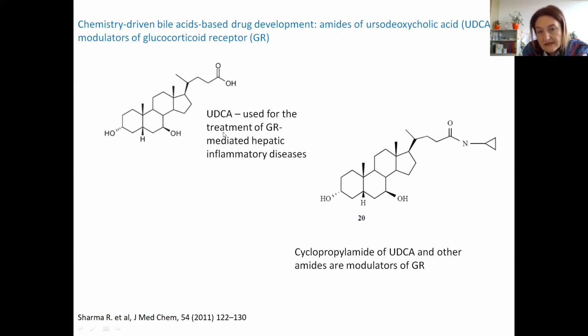Next, ursodeoxycholic acid is known as an agent for the treatment of glucocorticoid receptor-mediated hepatic inflammatory diseases. On the other hand, its amides are also known as modulators of this receptor. There are many different amides, and I selected only one as an example, but usually the derivatives are less toxic, less membranotoxic or cytotoxic, compared to the original bile acids.